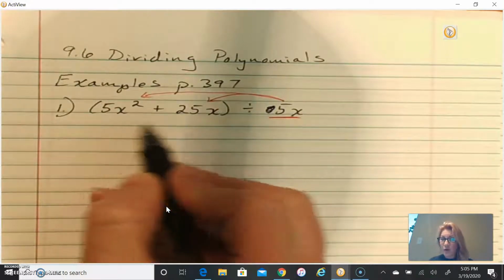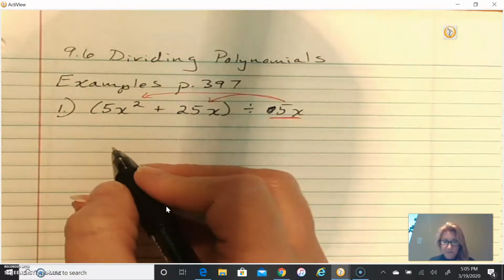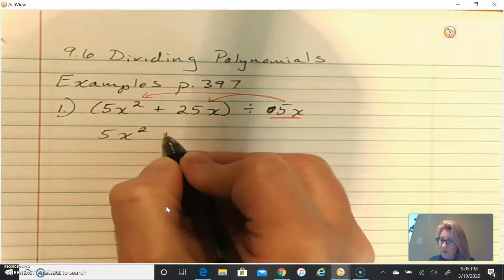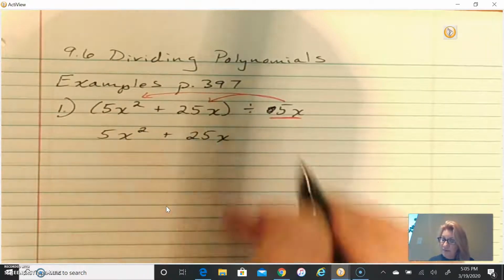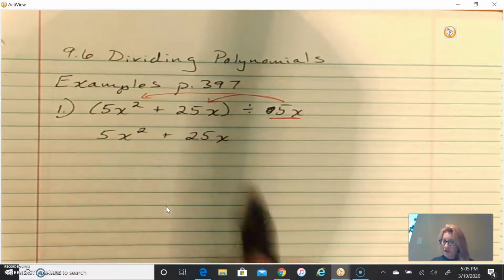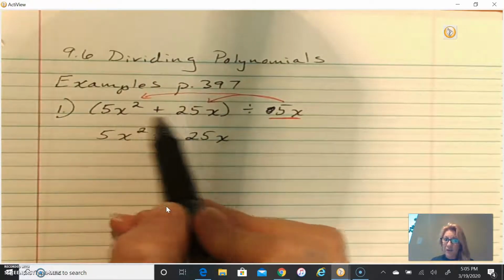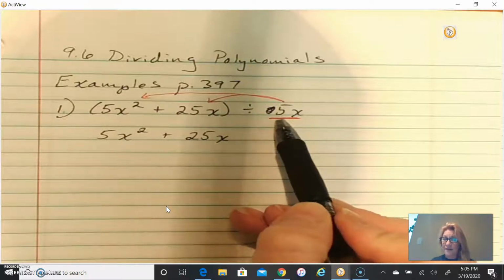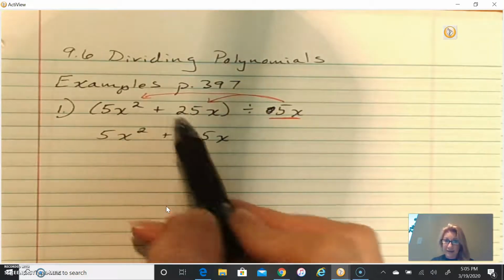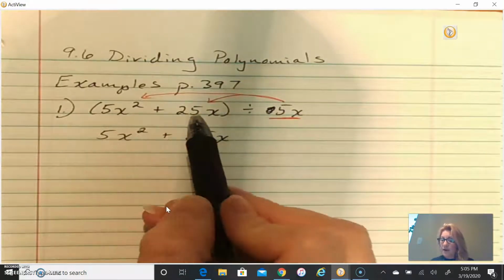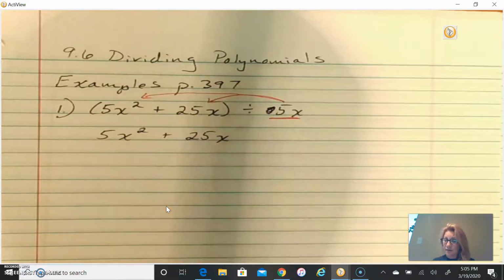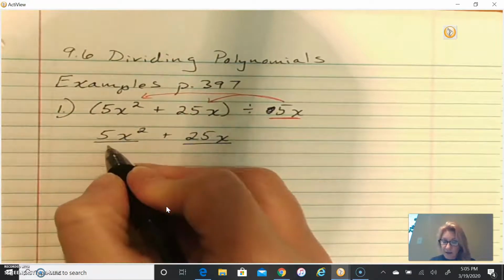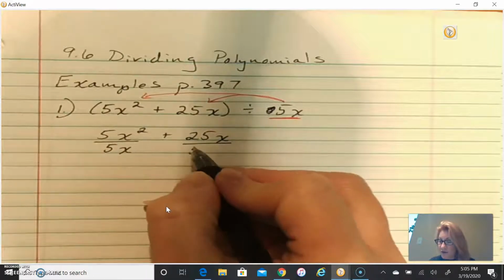Let's go ahead and rewrite this right here. 5x squared plus 25x. Okay, so notice I'm rewriting this right here because this whole thing is being divided by 5x. So I'm rewriting this. And since everything is being divided by this term, I'm writing it underneath each term.